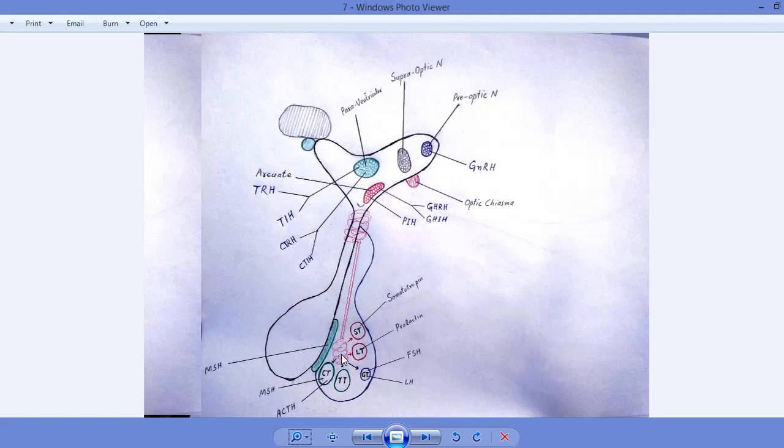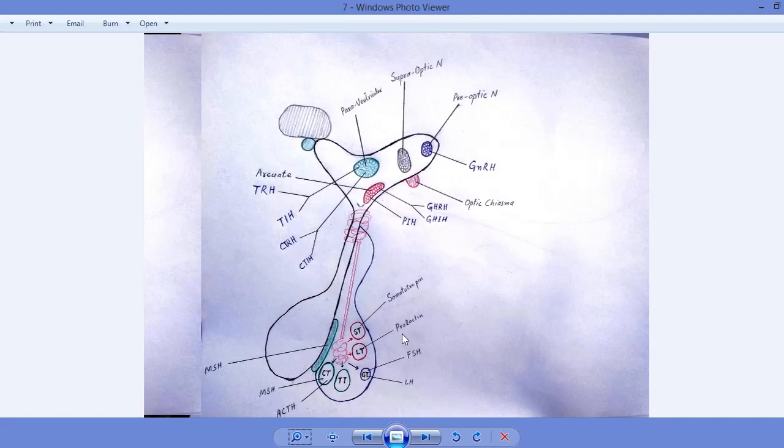hypophyseal portal system, and this reaches the lactotrope. When this prolactin inhibiting hormone comes toward the lactotrope, this inhibits the lactotrope from secreting the prolactin. Though there is no stimulatory hormone, no releasing hormone for the prolactin, the prolactin will be secreted normally.